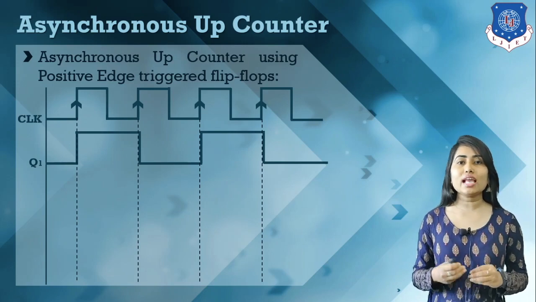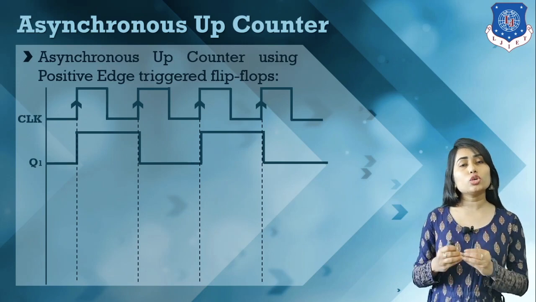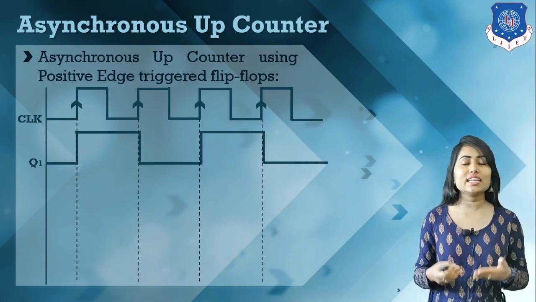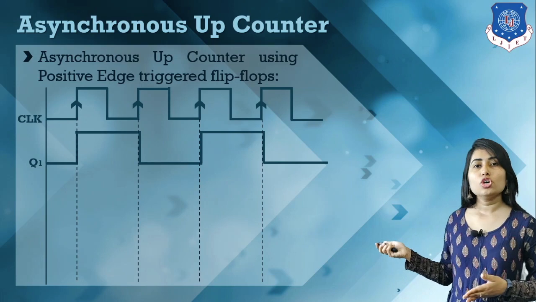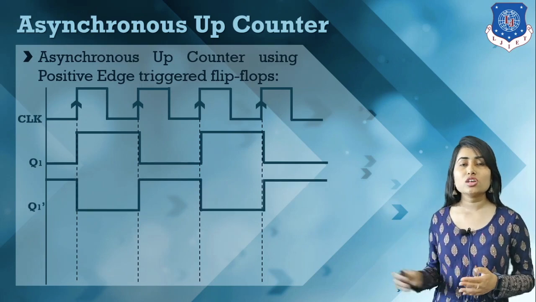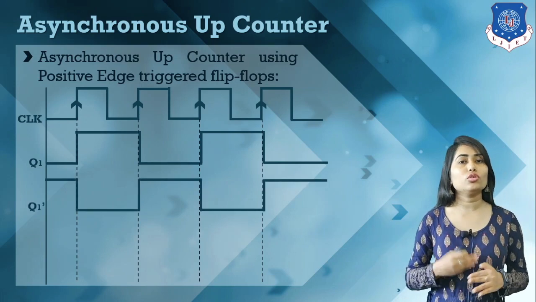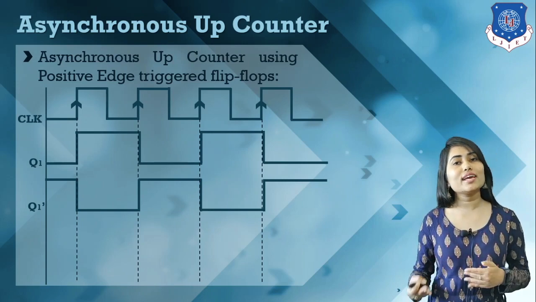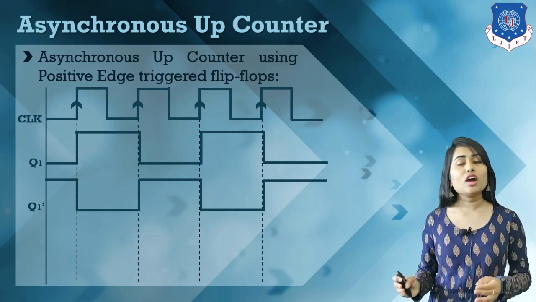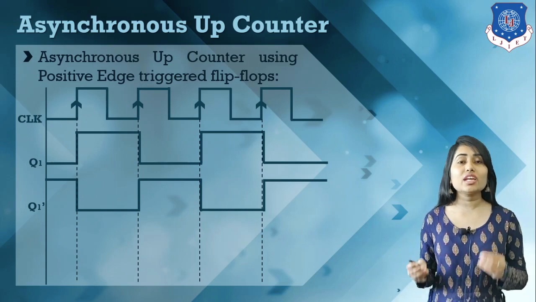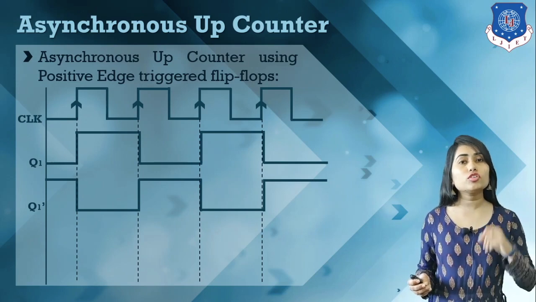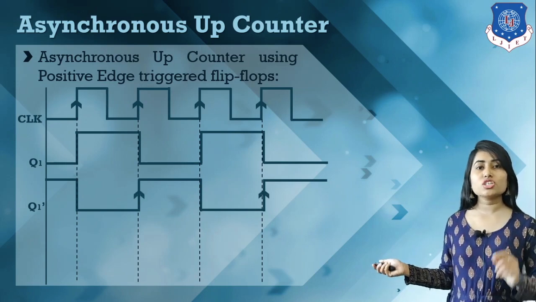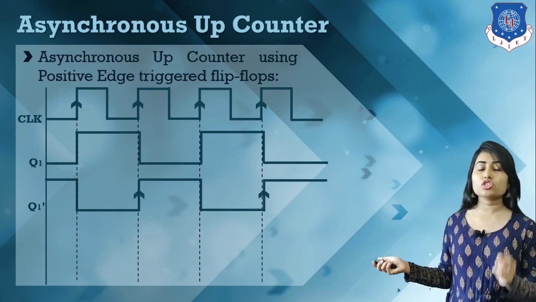Now how do we calculate Q2? For Q2 we first have to calculate Q1 dash, which is exactly the complement of Q1. Whenever Q1 is 0, Q1 dash is 1, and whenever Q1 is 1, Q1 dash is 0. Now Q2 will be activated at the positive edge of Q1 dash. So let's mention the positive edges of Q1 dash.